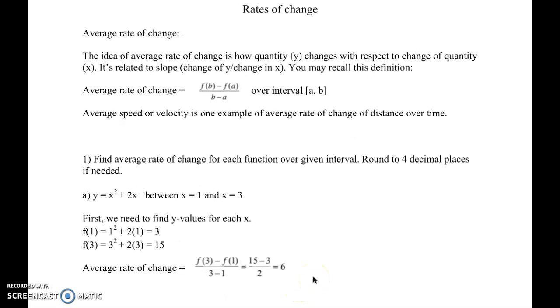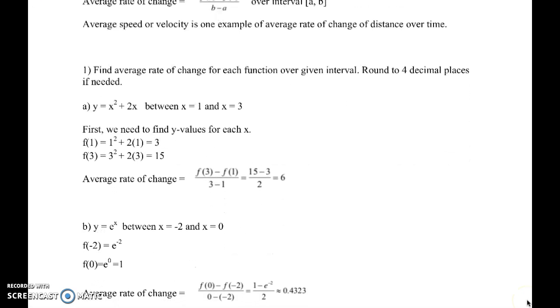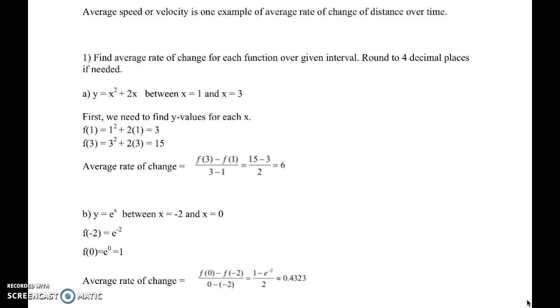All right. And so we're going to do this fairly often, and then from here you are also going to be able to find equations in relation to these average rates. So now we're going to look at a different equation. Here we have an exponential equation, y is equal to e to the x. And we want to find the average rate of change between x is negative 2 and x is equal to 0. And again, we're going to plug those values in.